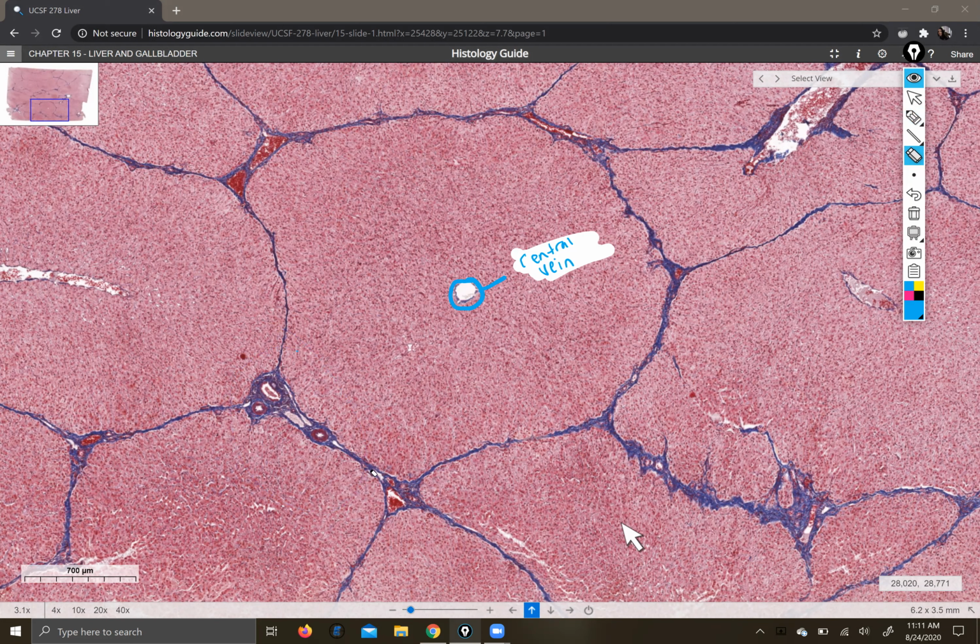Okay, so at the center of each lobule is a central vein. At the edge of the lobules are branches of the hepatic portal vein, not the same thing. So central vein and hepatic portal vein, different veins. So let's see, in this triad, I'm seeing a portal vein branch. Here's another one. Here's one. And here's one. So I'm actually going to label these in black.